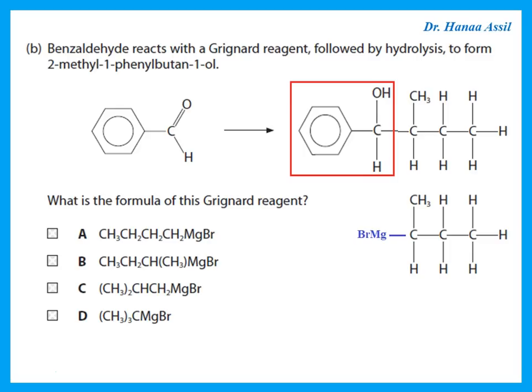So which one does that apply to? Which is my answer? So if you look at B, you will find that that is the correct chain that we need to add to the carbonyl of the aldehyde.